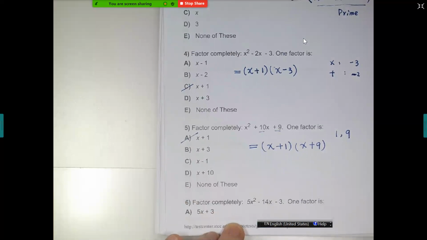So GCF does not exist. Then what we are going to do, we are going to focus on the trinomial. This trinomial, the leading coefficient is not 1. It asks us to look for the 4 numbers. The first 2 numbers, their product should be 5. The last 2 numbers, their product should be -3.